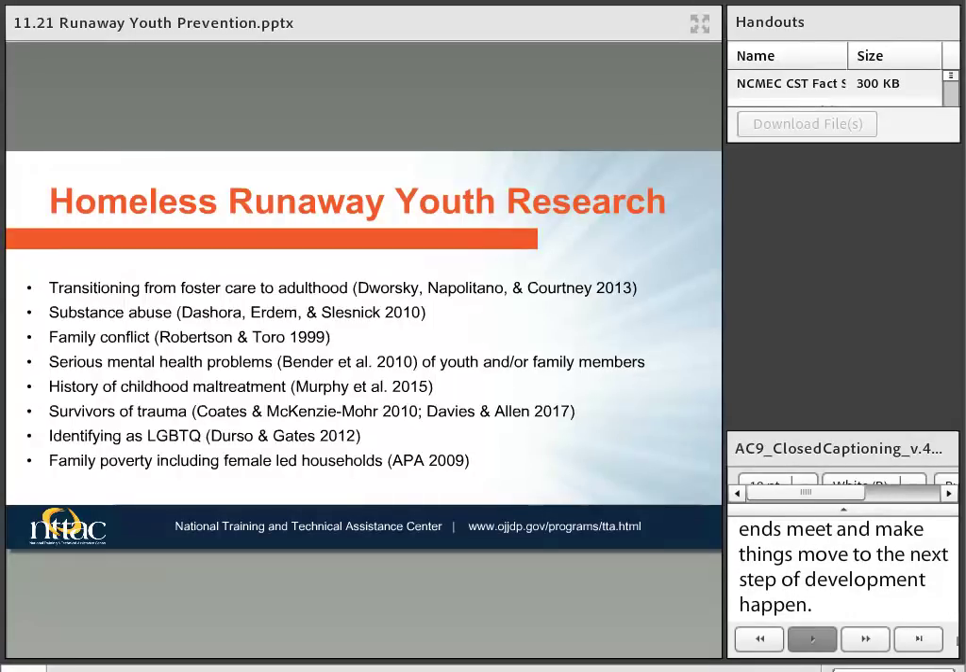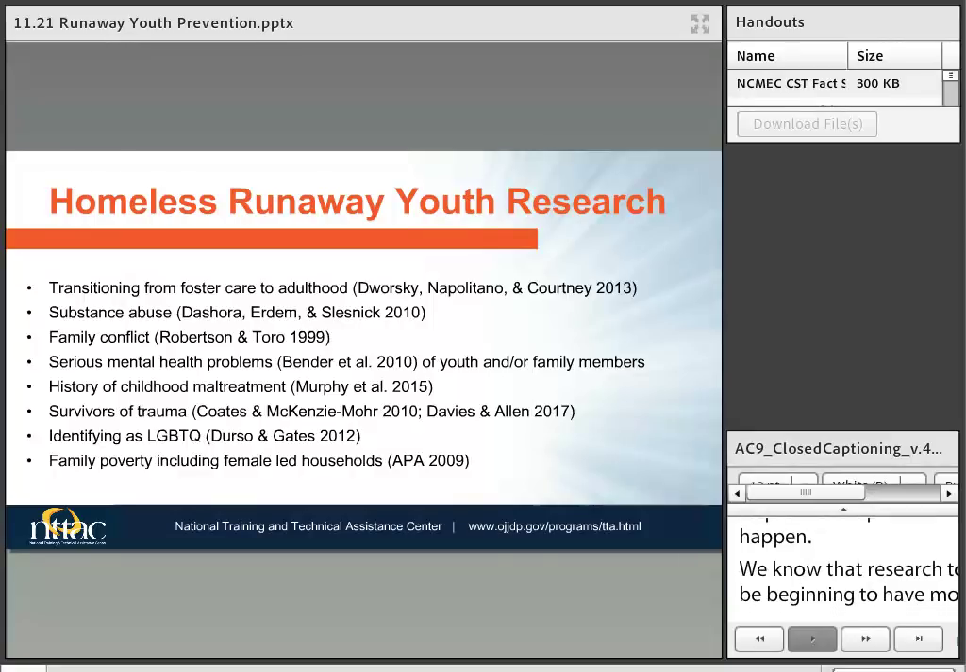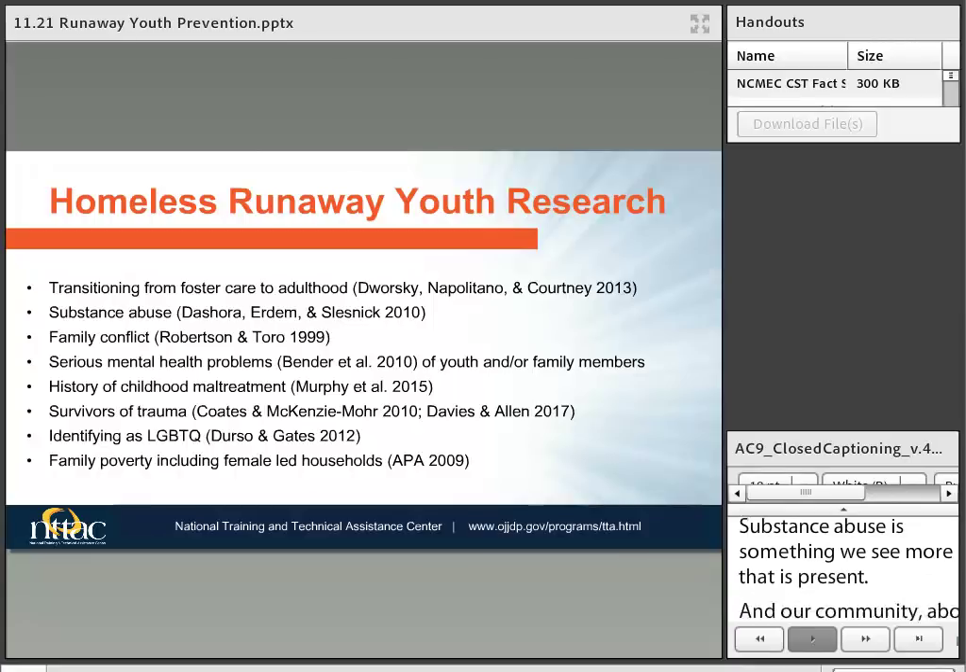Substance abuse is something we see that is present in our community. About 60% of our youth identify as using drugs. Almost 100% have attempted or have had drug use. But abuse of substances is something that's very complicated. We see a real uptick in meth use in our community, and I know that's changing to opiates and others.